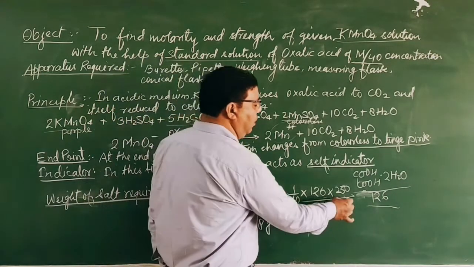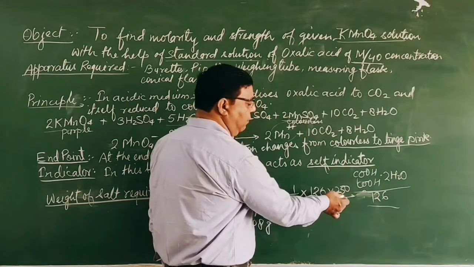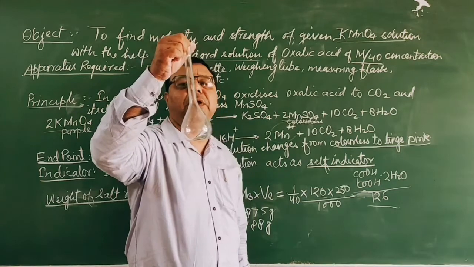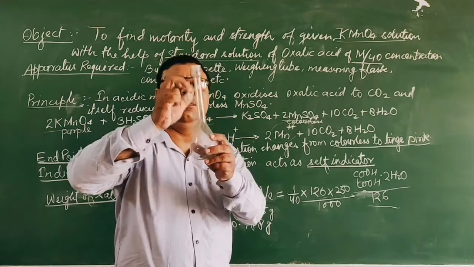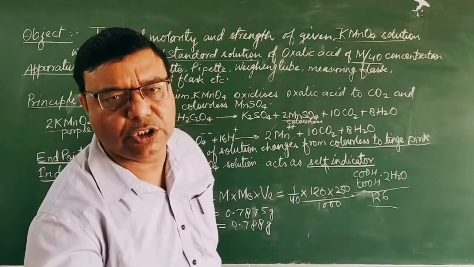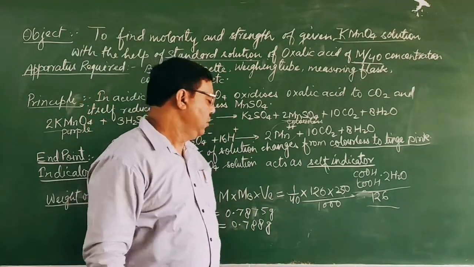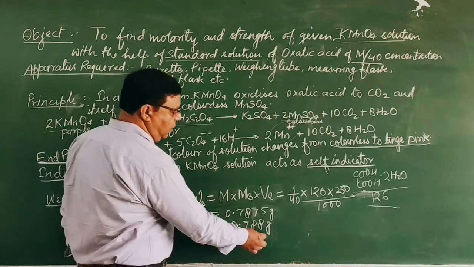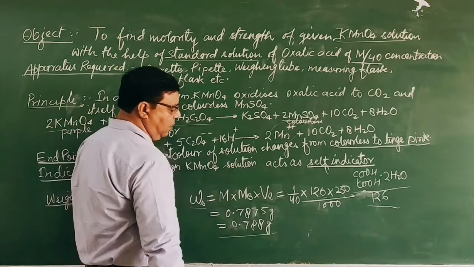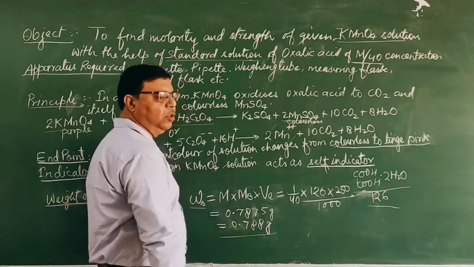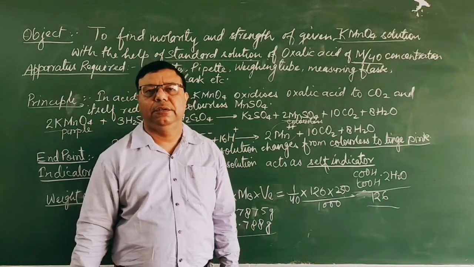Why 250? Why is the volume taken as 250? Because we have to prepare the solution in this measuring flask, and the volume of this measuring flask is 250 ml. So that is why we have to prepare 250 ml of solution. On that basis, if we calculate, the weight of oxalic acid required will be approximately 0.788 gram when rounded off to 3 digits. Clear?